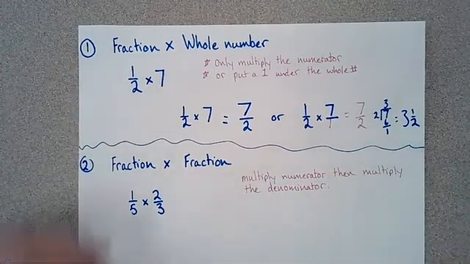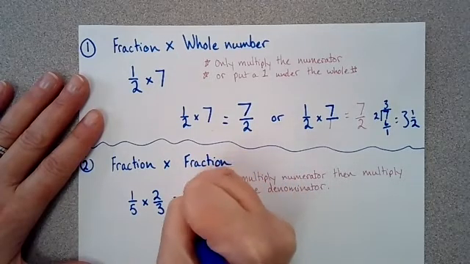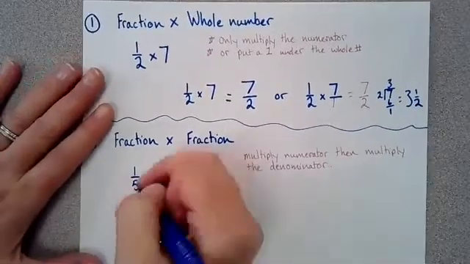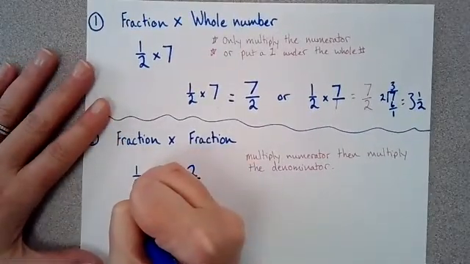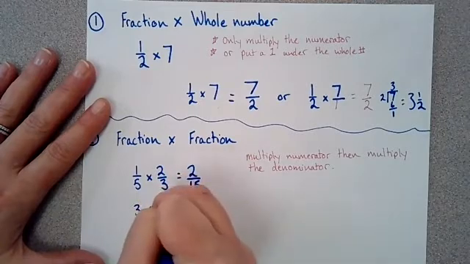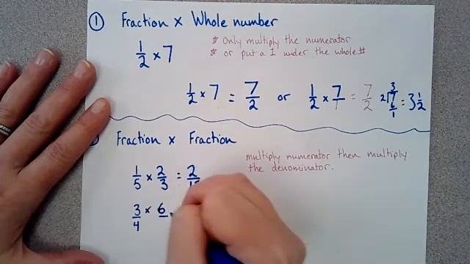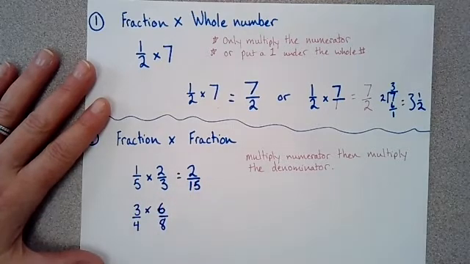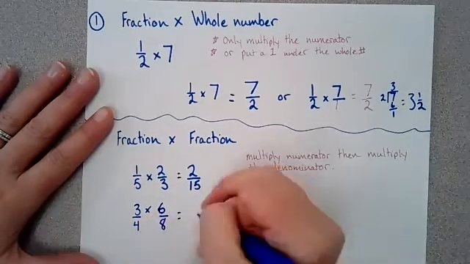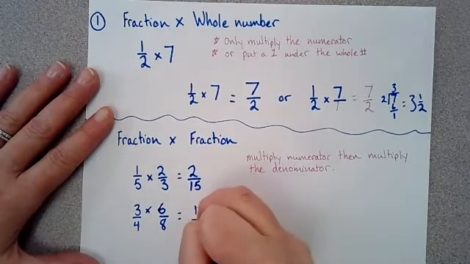Okay, so for example, 1 times 2 is 2. 5 times 3 is 15, and you are done. Ms. Ross, seriously? I'm not even kidding you. Let's do another one. Let's say you've got 3/4 times 6/8. Here is how we are going to solve it. You are going to multiply the numerators, and you've got 3 times 6 is 18. Then you're going to multiply the denominators. 4 times 8 is 32.